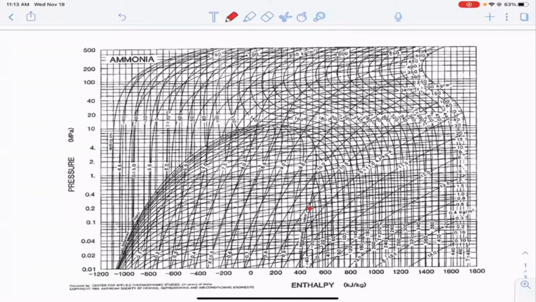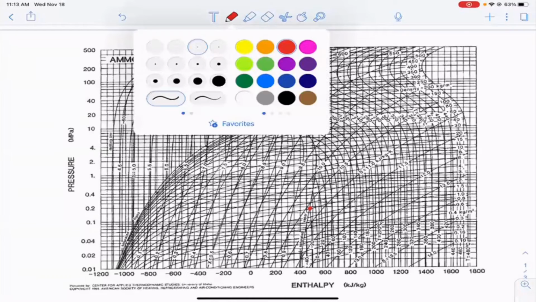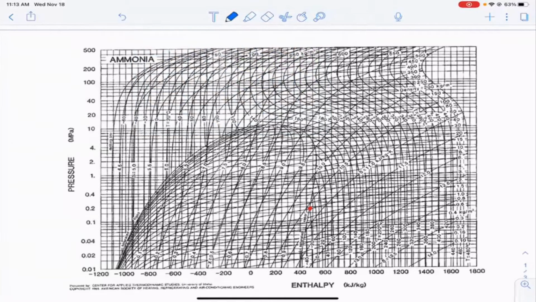Okay. And now that we've done that, we should be able to read off the pressure and the enthalpy. So I'm going to do my best here. I'm not particularly great at drawing horizontal lines without a ruler, and I'm certainly not going to put a ruler on the iPad. So that's about as good as I can do. So the pressure here is around 0.18 megapascals.